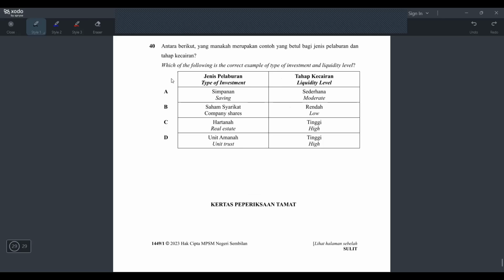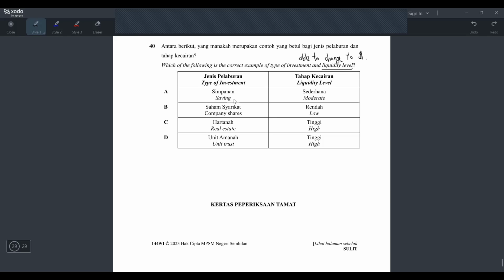Okay, number 40. Let's go. Which of the following is the correct example of type of investment and liquidity level? Antara berikut yang manakah merupakan contoh yang betul bagi jenis pelaburan dan tahap kecairan? What is liquidity level? Liquidity level means able to change to cash. So if low liquidity level means very hard to change to cash, high liquidity level means very easy to change to cash. That's what it means, right?